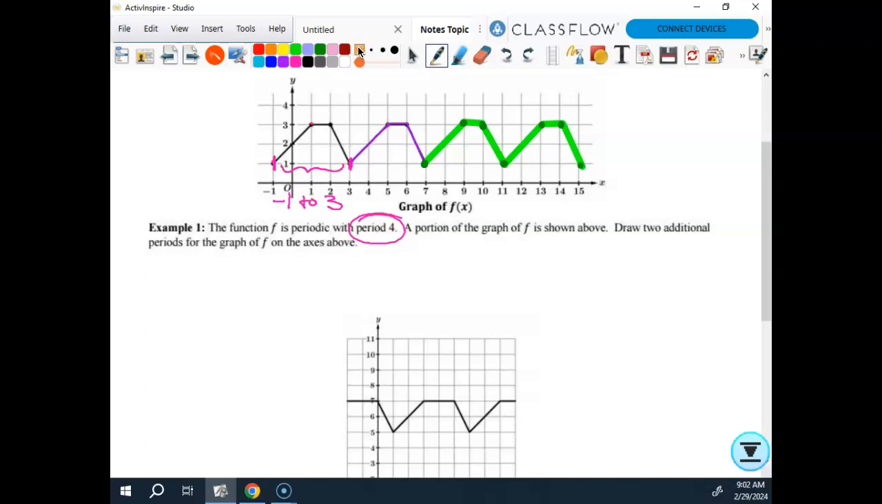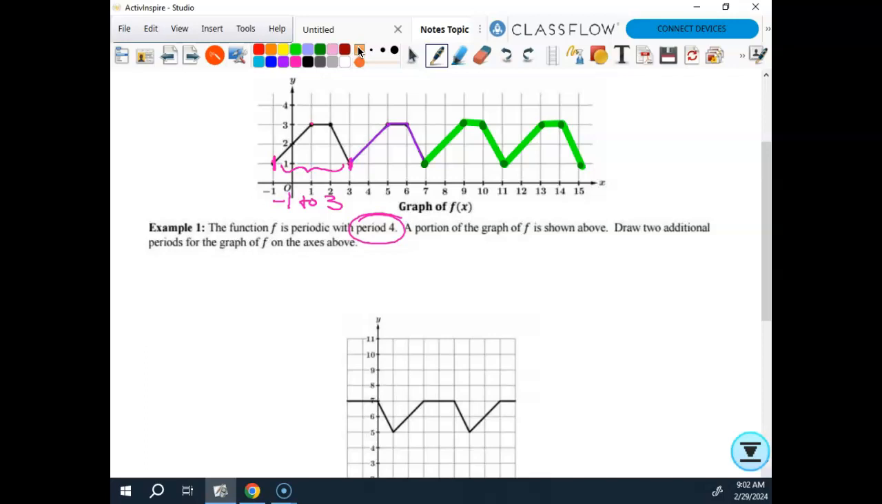So this is a periodic function. We would also be told things probably like, is this true for the domain of all real numbers, which means not only can we repeat it to the right, but we can also repeat it to the left. That's what makes it a periodic function.